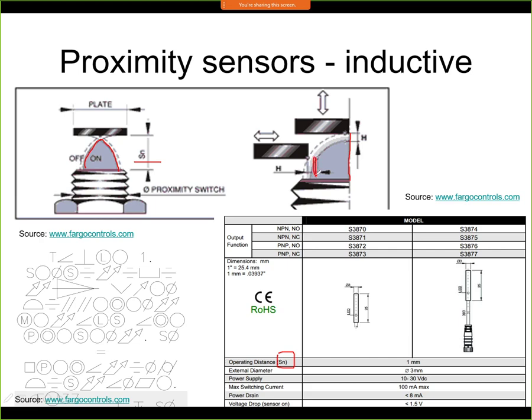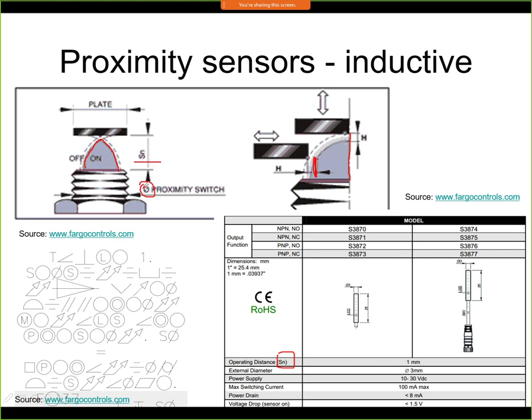So the detection distance in the datasheet applies only if we are approaching from the front of the sensor, and if we are approaching from the side of the sensor, we have a smaller detection distance. The detection distance is a function of the sensor diameter. So here we have the diameter of the proximity sensor. It's typically normalized to some metric size screw. So it could be M12, it could be M8, something like this. It could be even larger or smaller.